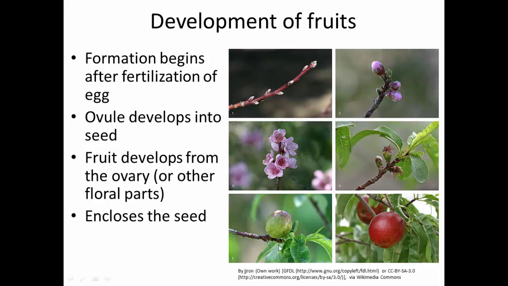So here we see the fruit ripening. It's becoming larger, it's becoming sweeter in order to entice animals to come and eat it. And it's also becoming more attractive to animals, more brightly colored.